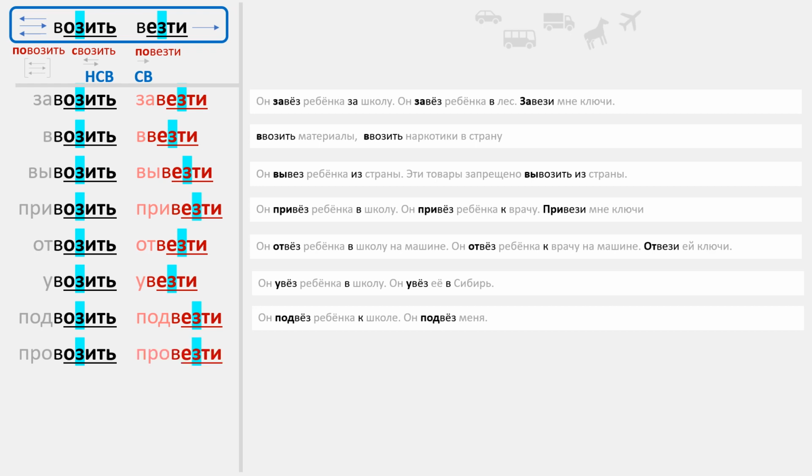Провозить, провести. To transport somebody or something through some kind of barrier, or to transport somebody or something past somebody else or past something. He smuggled drugs across the border. Он провез наркотики через границу.